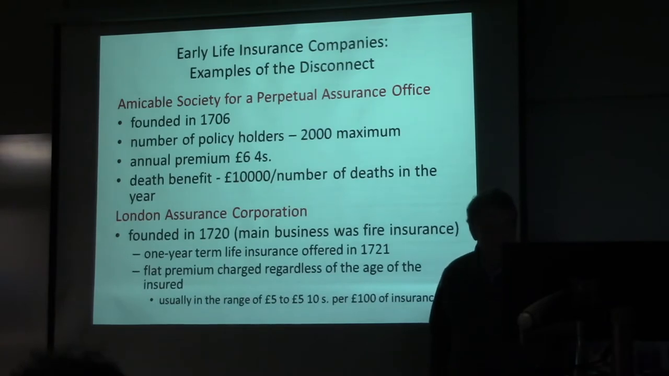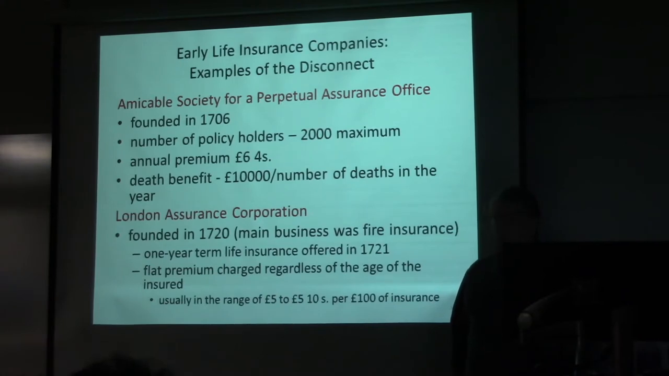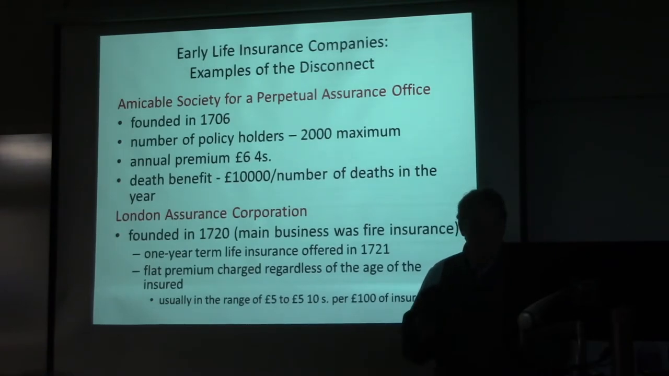The London Assurance Corporation was founded in 1720. It had been a fire insurance business, but they moved into life insurance. They sold one-year term insurance beginning in 1721, and they charged a flat premium no matter what. It was typically £5 per 100 pounds of insurance. I have read through some of the insurance books, and it's interesting to see that £5 10 shillings was charged maybe on people that they thought were a little more risky, but £5 5 shillings was charged mainly to the aristocracy. £5 5 shillings being 5 guineas, and the aristocracy liked to talk in terms of guineas instead of pounds. So you paid an extra 5 shillings because you're an aristocrat, probably for no other reason.